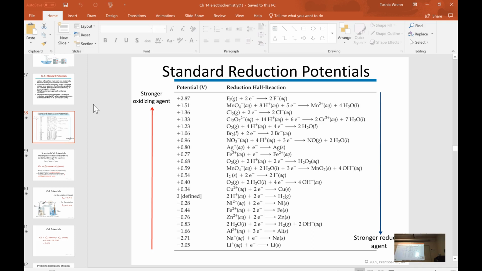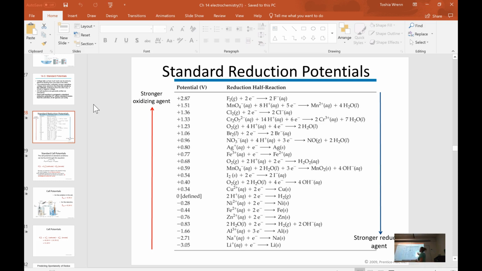So what are our half reactions for this one? You've got Cl2 plus 2 electrons goes to 2 Cl minus. And then F minus is going to go to 2 electrons and then F2.